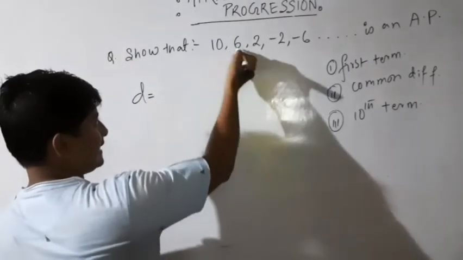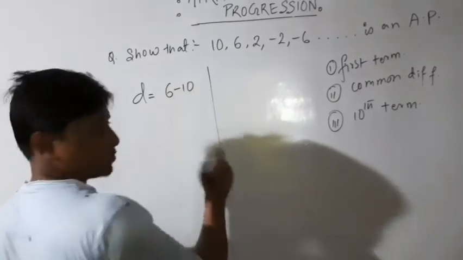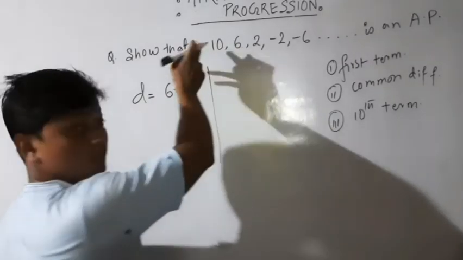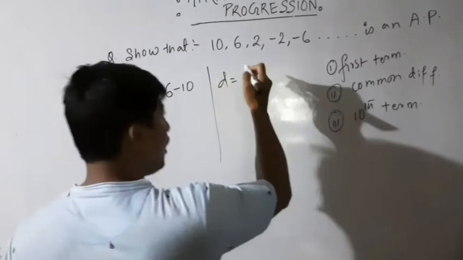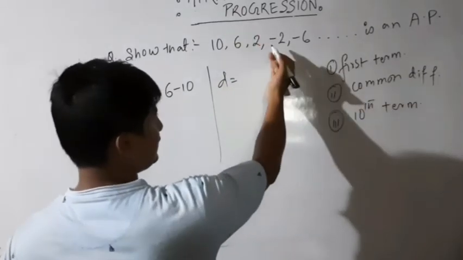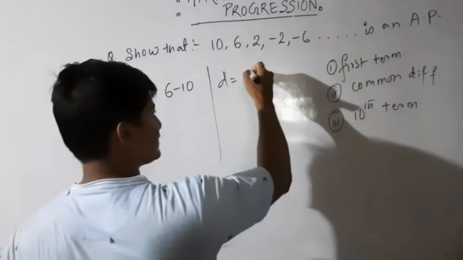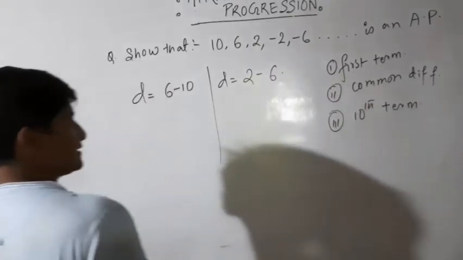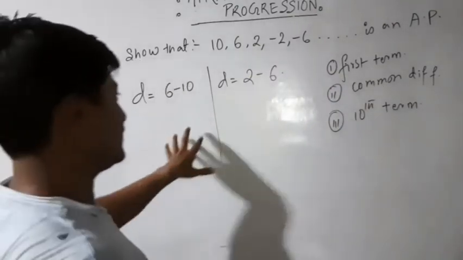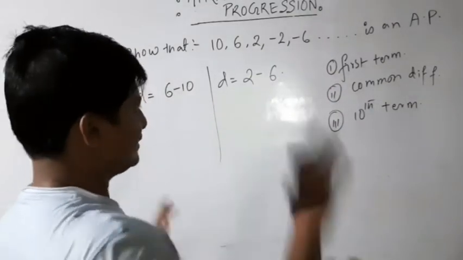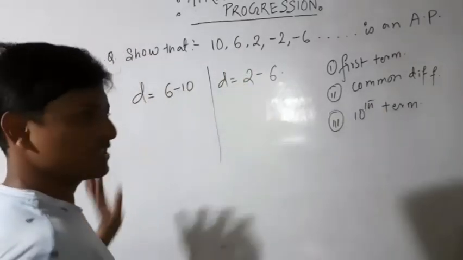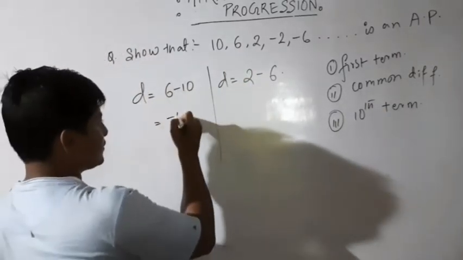See, second term minus the first term. Always you should remember, you should subtract the first from the second. Okay, or you can subtract the second term from the third term. Third term minus second term. Okay, and doing two differences is enough for you. No need to do all the differences in the consecutive numbers. Only 2 is enough. So here, if I subtract, it will be minus 4.